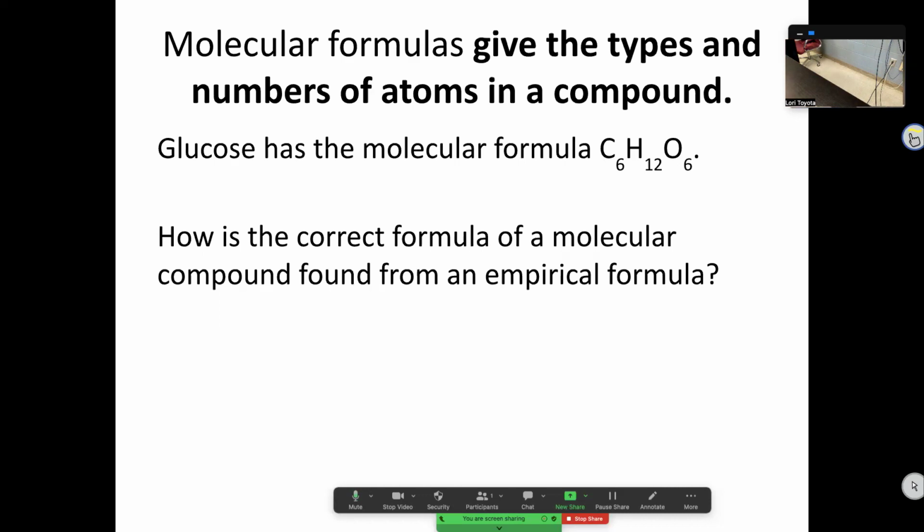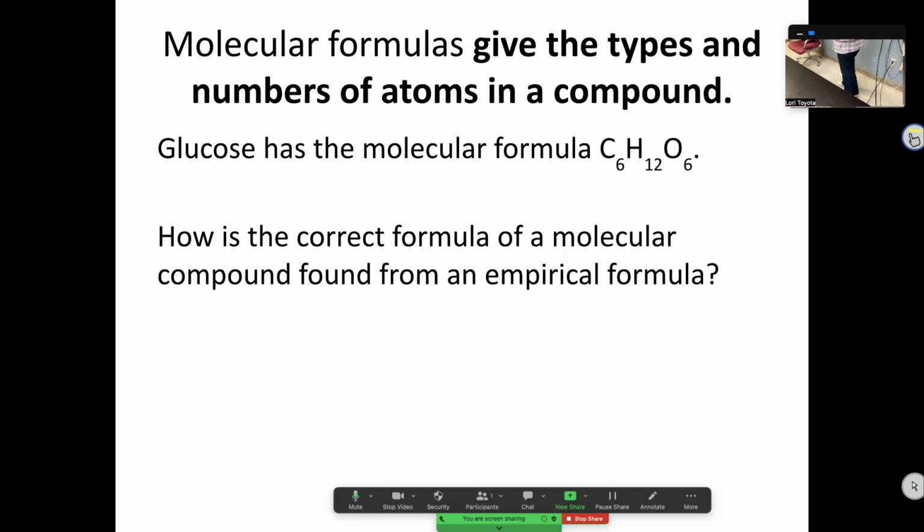Molecular formulas are what we actually have. So C6H12O6, when you look at it and you can see that it can be reduced, then you know that is a molecular formula. That is the formula for glucose, right? So the question is, how do we get from an empirical formula to that?